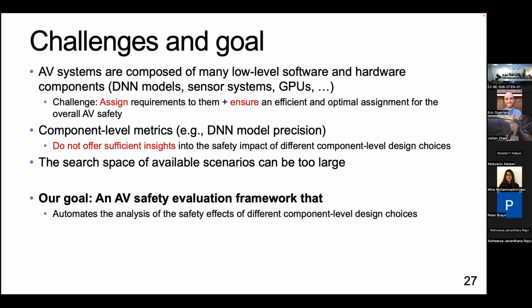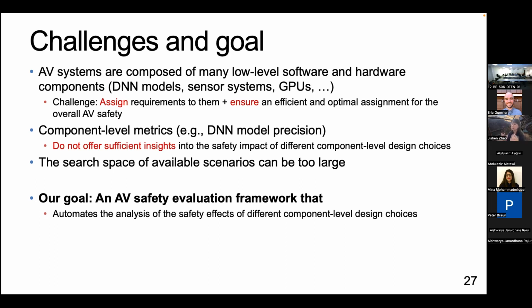And the other is that, currently, with the metrics that we derive or that are out there, it's still hard to offer sufficient insights into the safety impact of different component level design choices. And the last challenge we found is the search space, because there are so many low-level components, and safety, as I mentioned previously, is a very complex metric to evaluate.